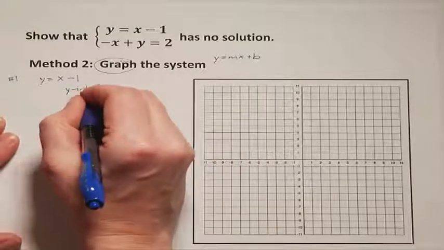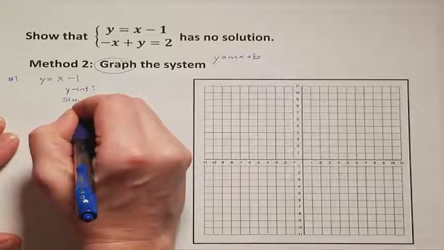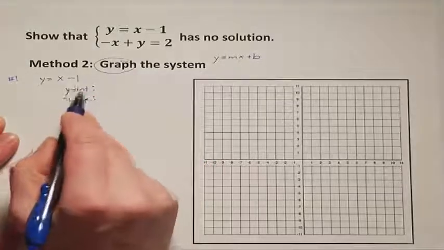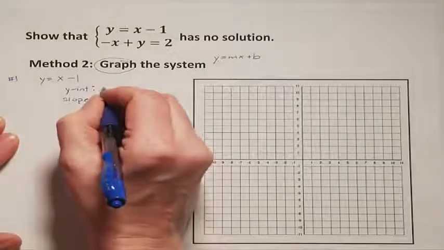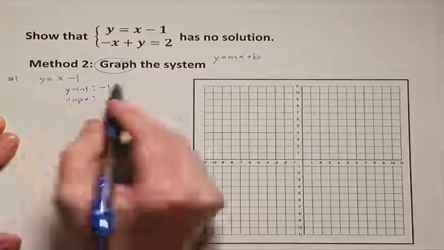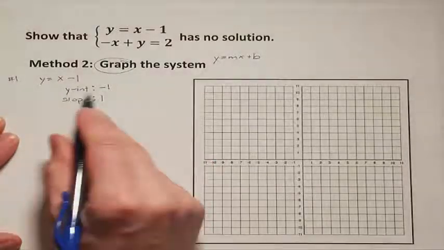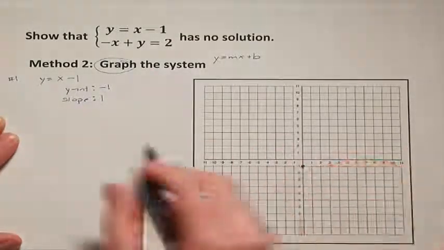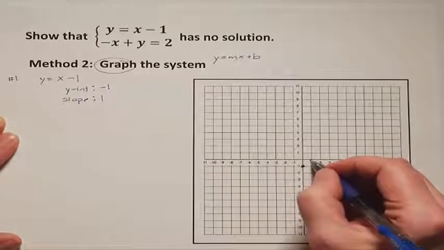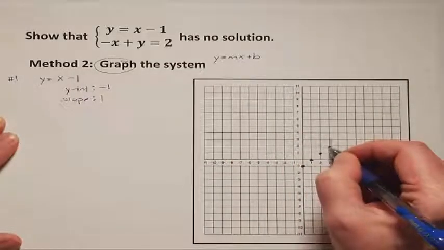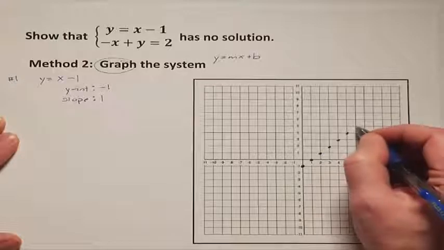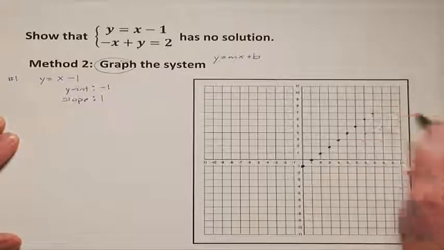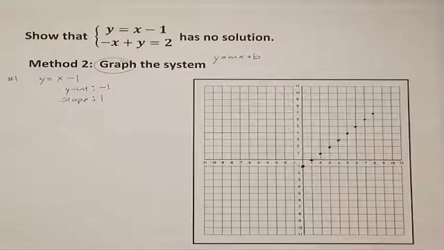To be able to graph, I need to know what my y-intercept and my slope are. My y-intercept is the b, which is -2. My slope is the number in front of x, which is 1. So my y-intercept is -2. My slope is up 1 over 1, up 1 over 1. I like to do many, many points. The more points I have, the more perfect my line is going to be.